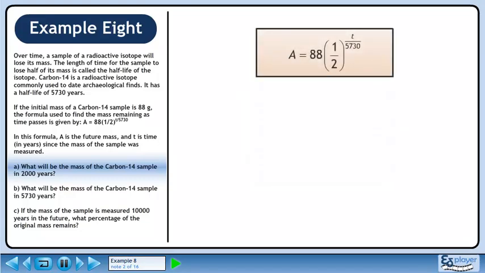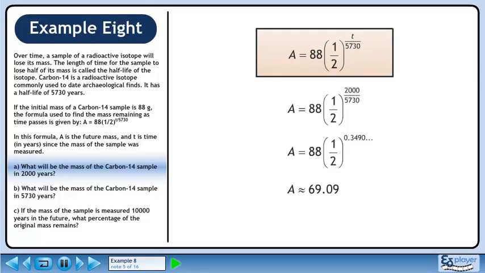Start with the given formula, A equals 88 times 1/2 raised to the t over 5,730. Plug in 2,000 for the elapsed time. 2,000 divided by 5,730 gives us 0.3490, continuing. Using a calculator, we get approximately 69.09 for our result. In 2,000 years, the sample will have a mass of approximately 69 grams.